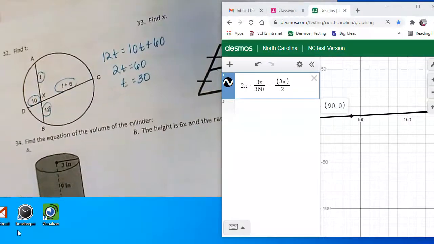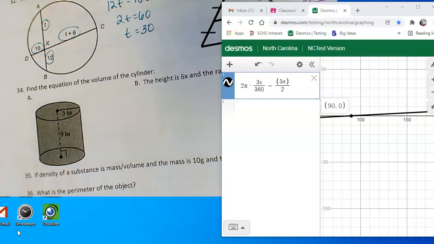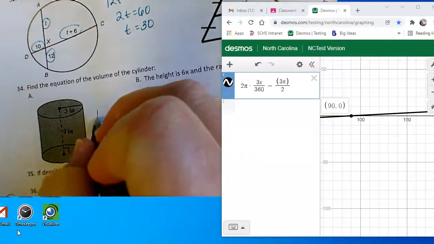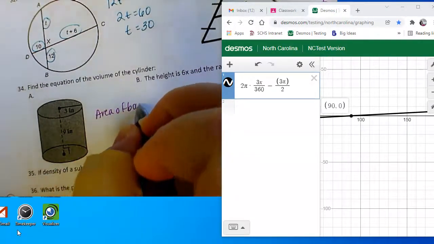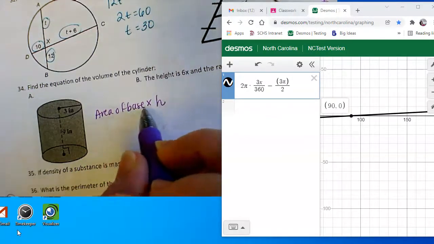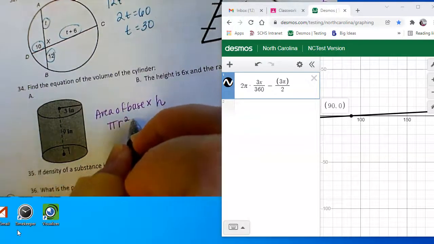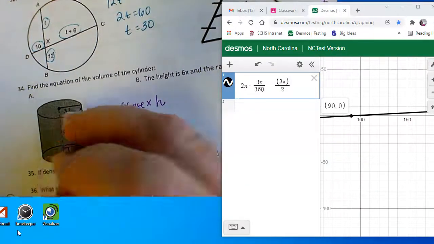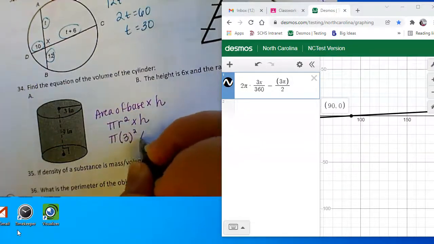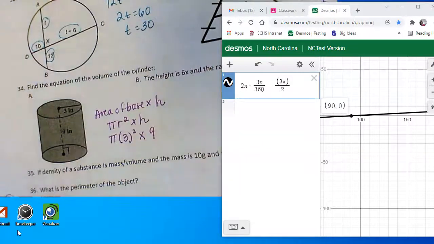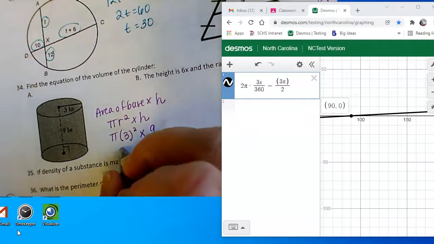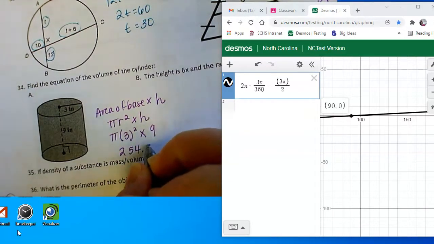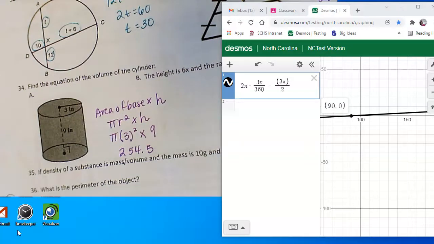Okay, next. The equation of the volume of a cylinder. We talked about this last week. Remember, it's area of the base times the height. Well, the area of the base here is pi r squared because the base is a circle. So it's going to be pi times 3, which is the radius, squared, times the height, which is 9. You just multiply that together, and you get 254.47, some way like that.